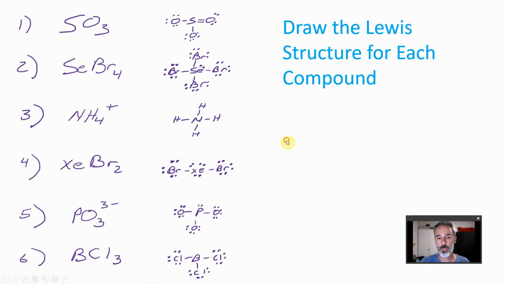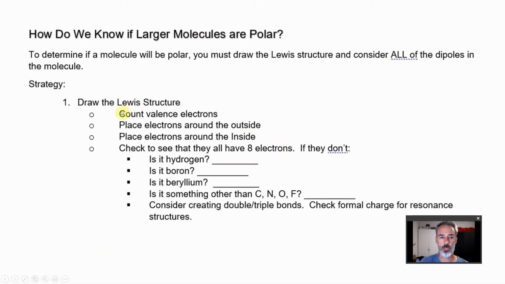So let's just start with the general rules. The general rules for drawing a Lewis structure are: count the valence electrons, place the electrons around the outside atoms first. That's super important. Do not dive into the inside before you've surrounded the outside atoms with electrons. And obviously all atoms are intending on getting 8 electrons, right? That's the octet rule.